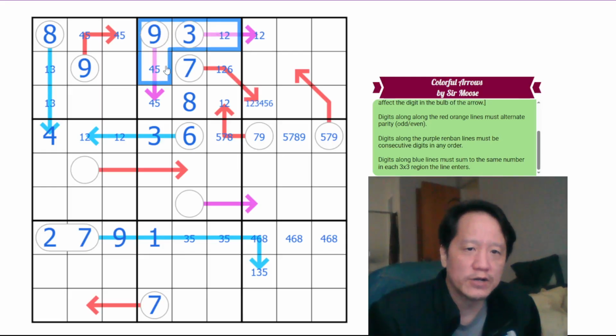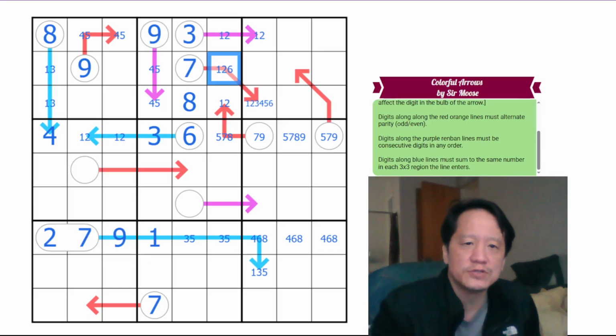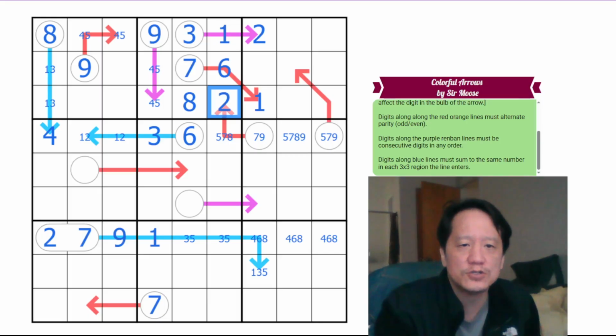Which means where is the 6 in this upper central box? It has to be here, so this is 6, which makes this 1, which makes this 2, which makes that 1, which makes that 2. So this is either 2 and 5 adding up to 7, or 2 and 7 adding up to 9. So this cannot be 8.